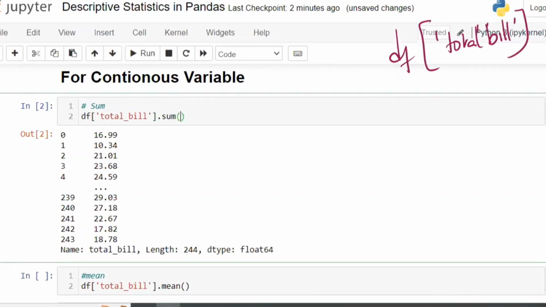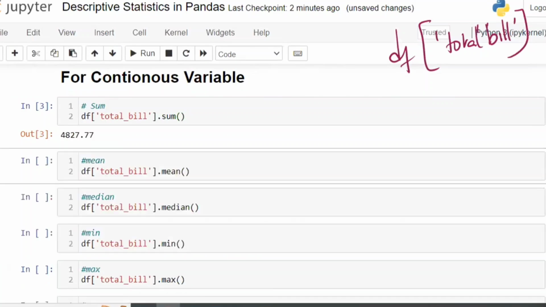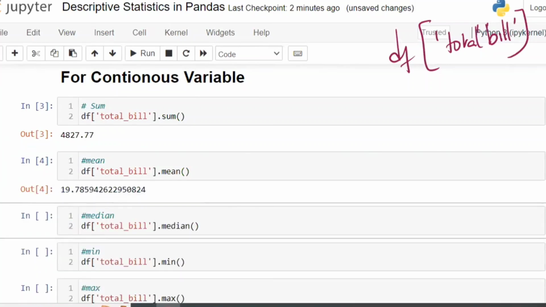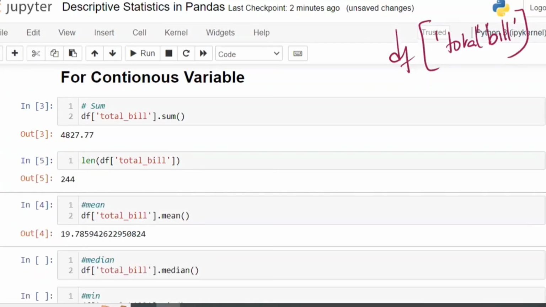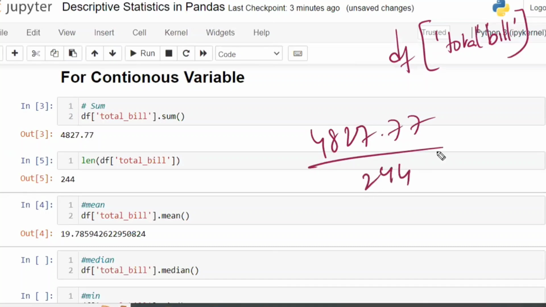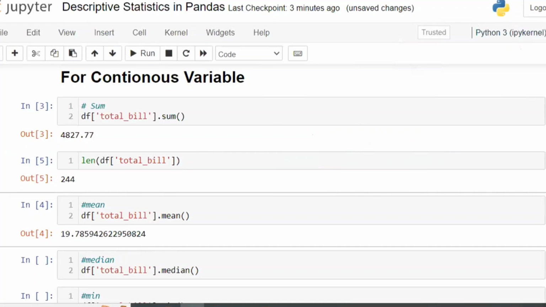What is meant by sum is the summation of all the data points. Now mean is nothing but the sum divided by the total number of data points. First you have to calculate the total number of data points. How to calculate it? The len function: len of df of total_bill. If you get 244, that is 4827.77 divided by 244, which is equal to 19.78. In this way, we can calculate the mean.